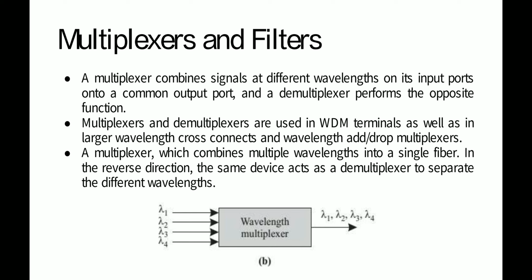Then a multiplexer combines signals at different wavelengths on its input ports onto a common output port, and a demultiplexer performs the opposite function. Multiplexers and demultiplexers are used in WDM terminals as well as in larger wavelength cross connects and wavelength add drop multiplexers. A multiplexer combines multiple wavelengths into a single fiber. In the reverse direction, the same device acts as a demultiplexer to separate different wavelengths.